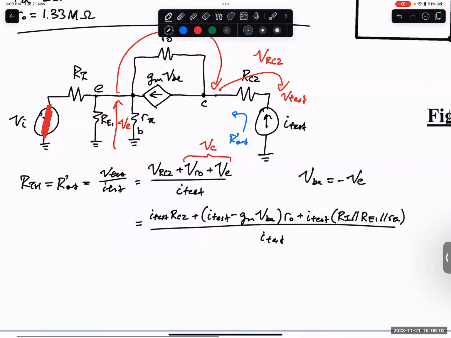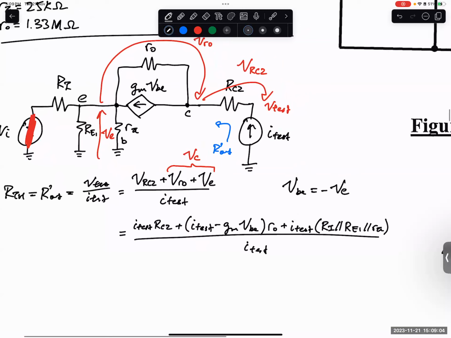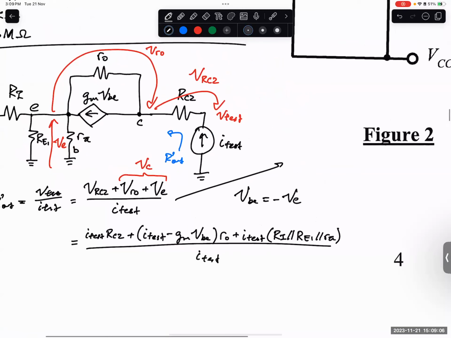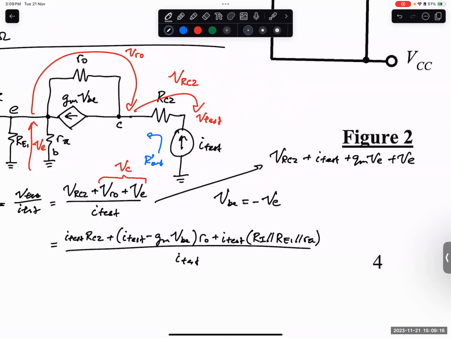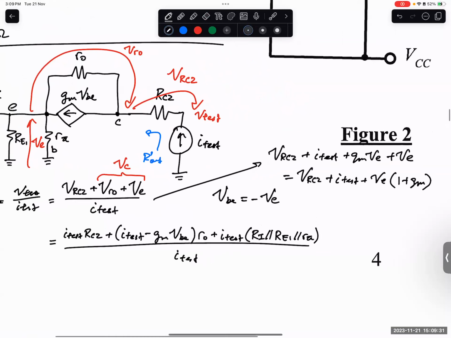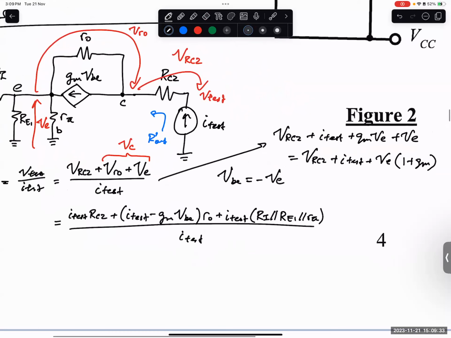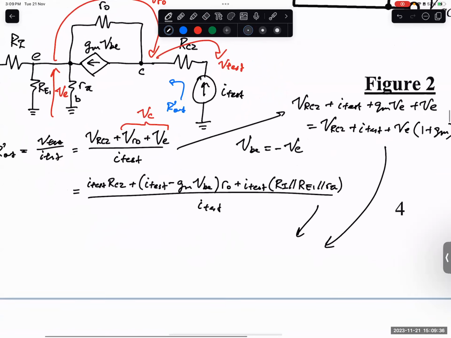Correct. So actually, maybe I'll just write here first. RC2 plus, in this case, is I test plus GM VE, plus VE. Can you see? Equals to VRC2 plus I test plus VE bracket 1 plus GM. So with this, I can actually get this.